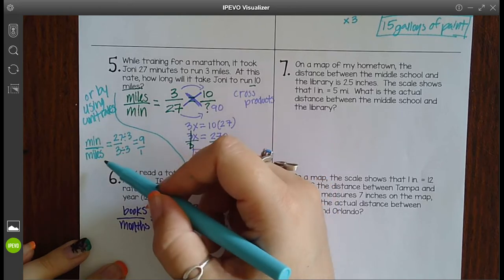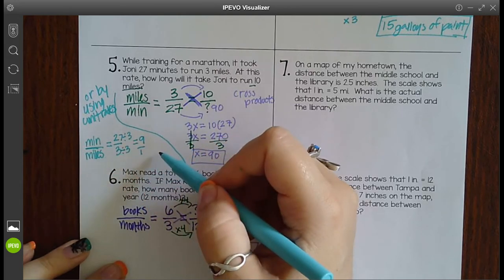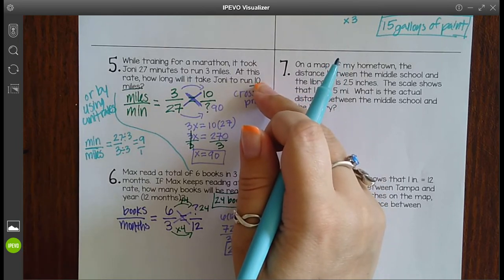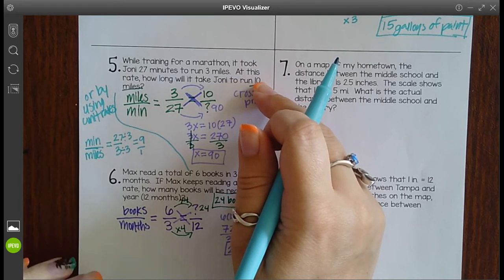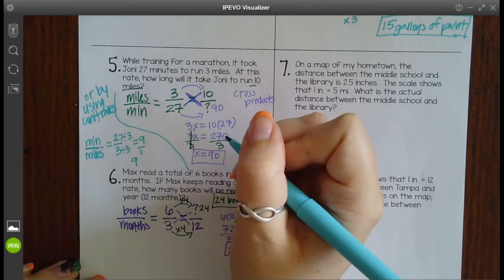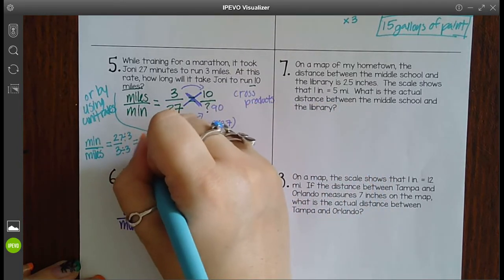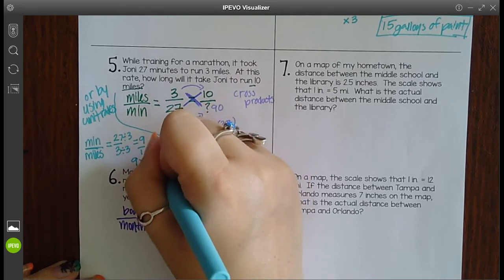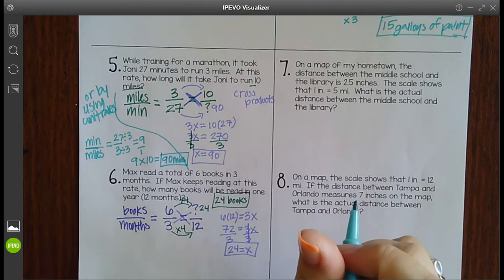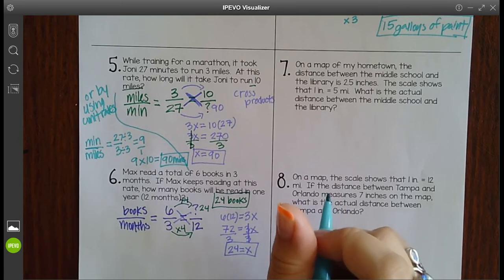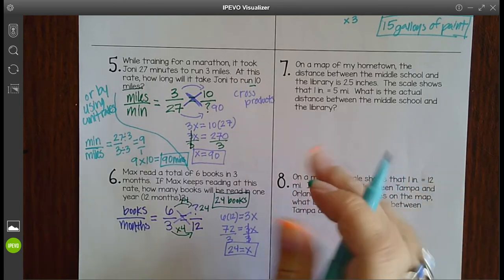And it was important that we got miles to be the thing of 1 because they said, how long will it take to run 10 miles? So I want to be able to figure out how long it takes to run 1 mile, and then I could just multiply that amount by 10. Okay? So if it takes 9 minutes to do 1 mile, then multiply that by 10, and you figure out it takes 90 minutes. Again, this is why I don't necessarily like using the unit rates, because I really have to think harder about which one to get to become 1, but it is totally doable.